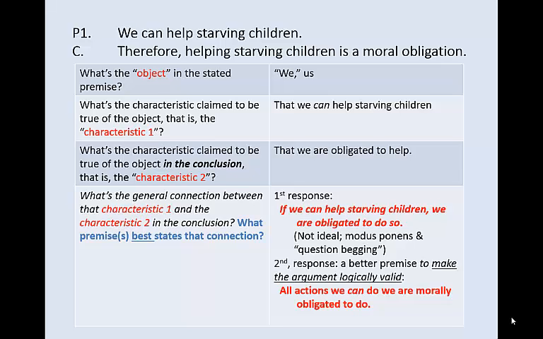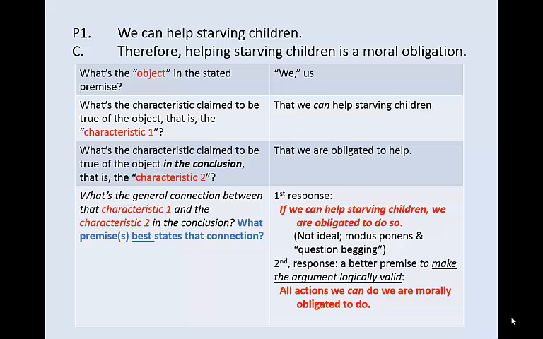So we are said to have the property of being able to help starving children. What's the characteristic claimed to be true of us in the conclusion? That we're obligated to help these starving children. And so what's the general connection between that characteristic in the first premise and the characteristic in the conclusion? Let me give a couple of responses.